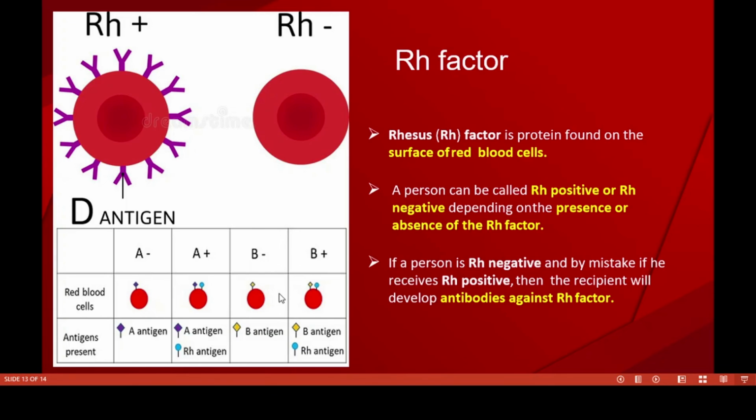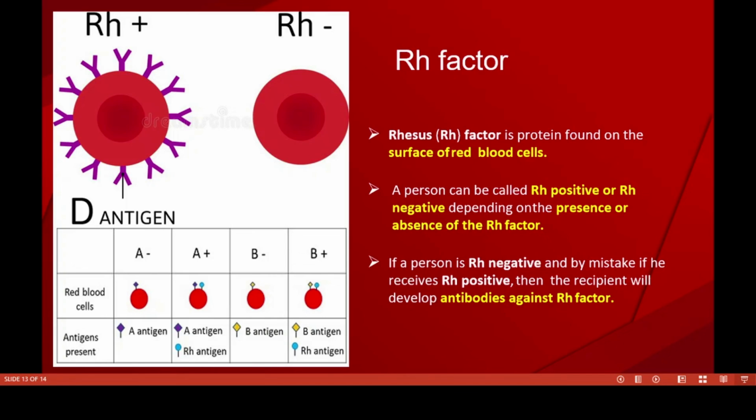So look at the table of red blood cells. We can see here A negative blood group because the D antigen is not present on the surface of the RBC. But the second one is A positive because the D antigen is present on the surface of the RBC. The third one is B negative because there is no D antigen on the surface of the RBC. But look at the last one, the D antigen is present on the surface of the RBC, so B positive. So once the D antigen is present on the surface of the RBC, they are called positive blood groups.